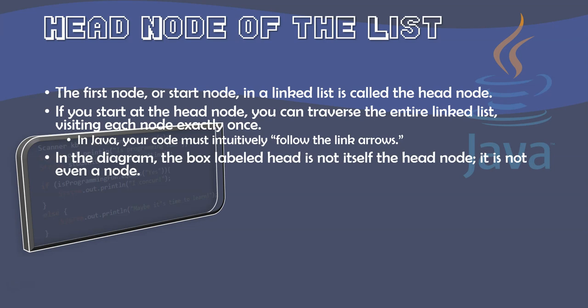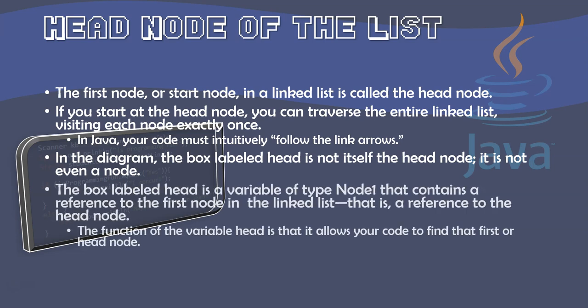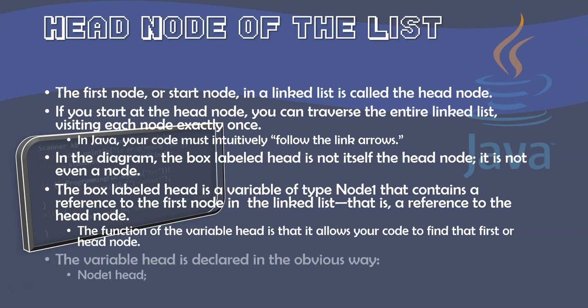In our diagram, the box labeled head actually is not the head node. It's not even a node. The box labeled head is simply a variable of type Node1 that contains a reference to the first node in the linked list. That is a reference to the head node. The function of the variable head is that it allows our code to find that first node. So it's a very important distinction here between that reference and what the actual head node is.